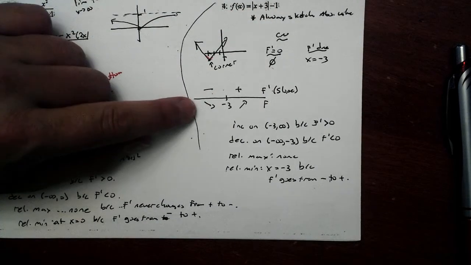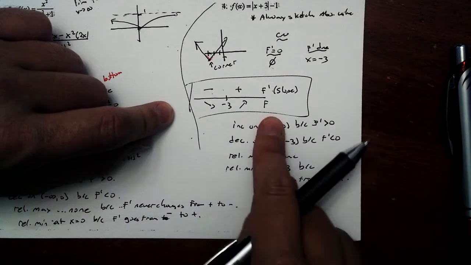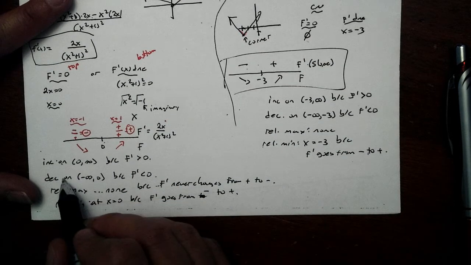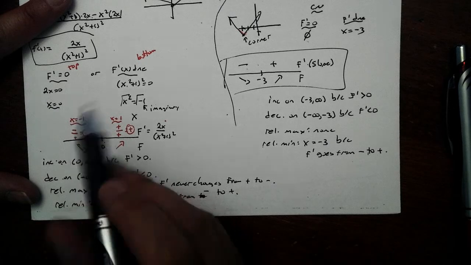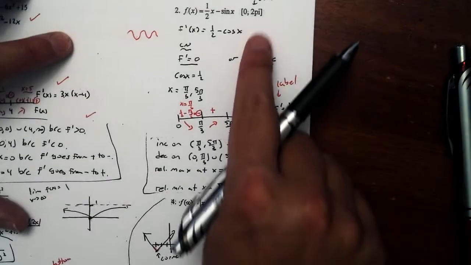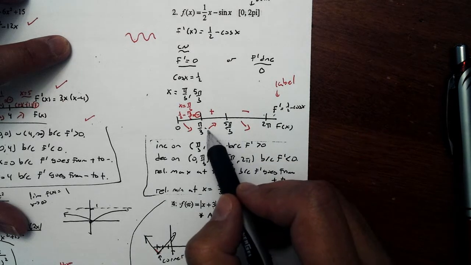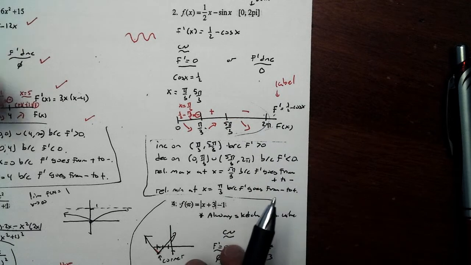We always get our work from here. We get our answers from our sign chart. And that's what we've done for every single one of these. I know this is decreasing on -infinity to 0 because my sign chart shows me going down. I don't know what this graph looks like right here, but I know between pi/3 and 5/3 the function is going up. We get our answers from that sign chart.